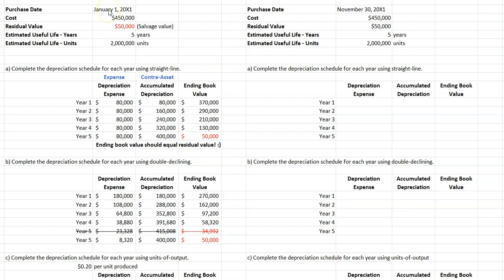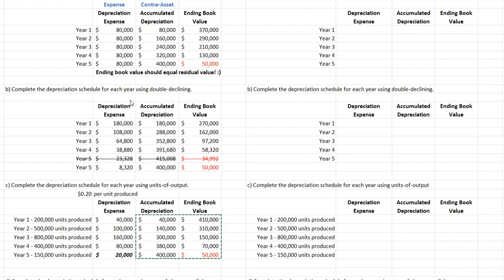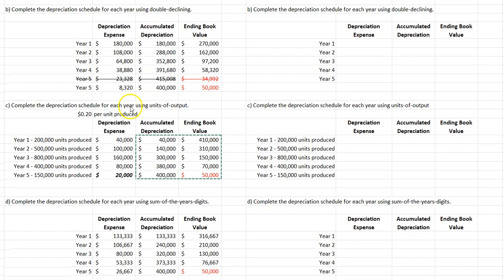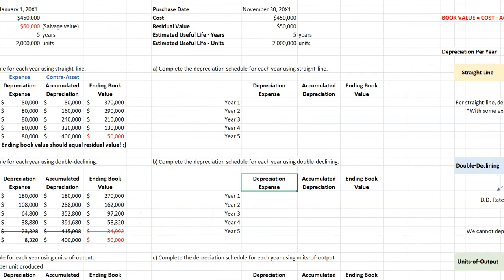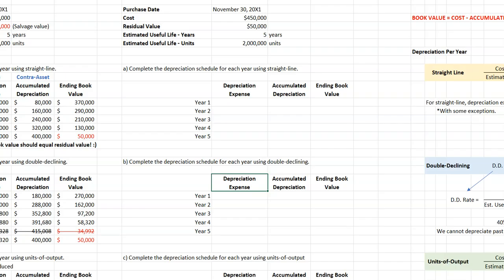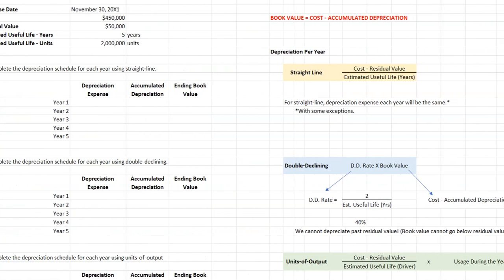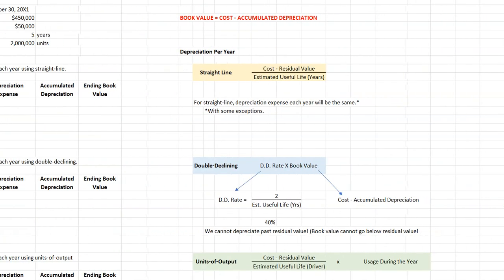In our last video, we just did full year depreciation for the straight line method, double declining method, units of output method, and sum of the year's digits method using full year depreciation. And now we want to move over to this other example, where we are doing the same thing, but with partial year depreciation.